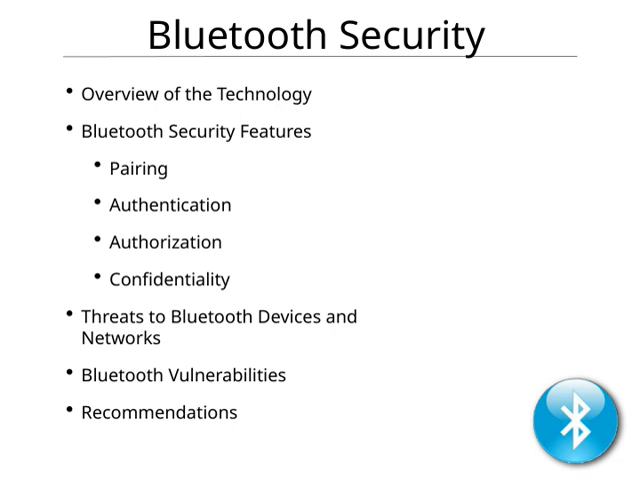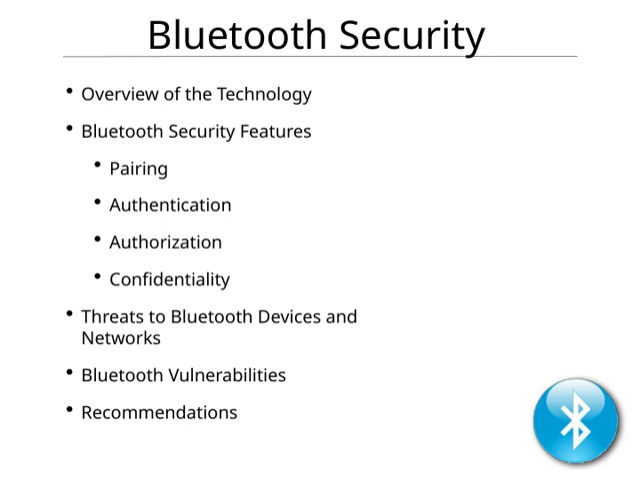First, we'll review the overview of the technology itself. Bluetooth is designed for short-range wireless communication, making it convenient for connecting devices like smartphones, headphones, and smart home gadgets. Next, we'll explore the key security features that help protect these connections. Pairing is the initial step where devices establish a trusted link. Authentication then verifies the identities of the devices involved, ensuring they're who they say they are. Authorization controls what devices are allowed to access certain data or services. Confidentiality is also critical. It encrypts the data transmitted to prevent eavesdropping.